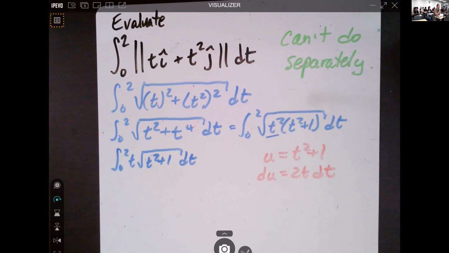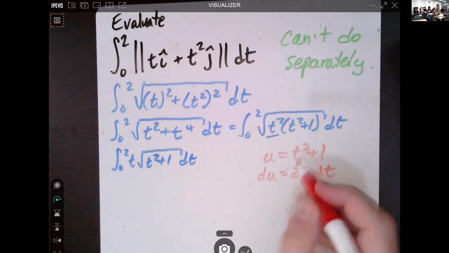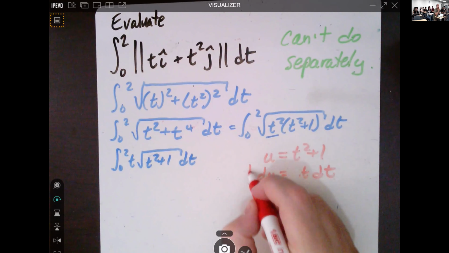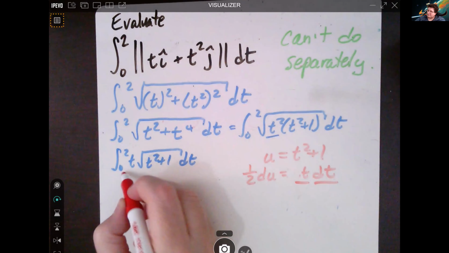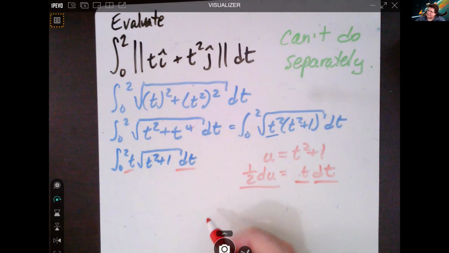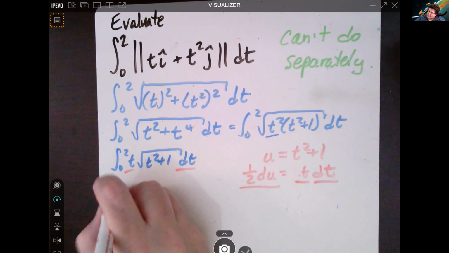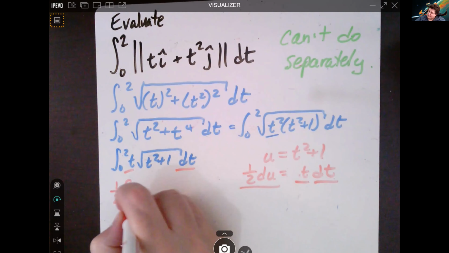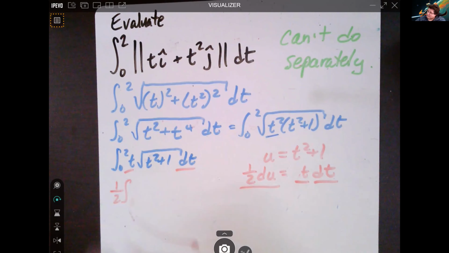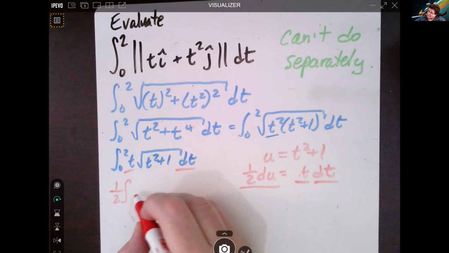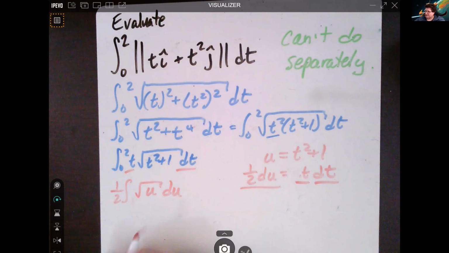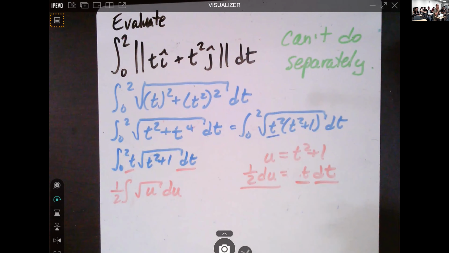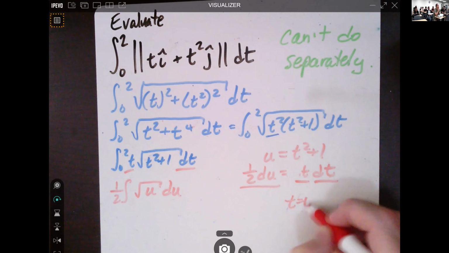Take the 2 on the other side. Then you can pull the... So we got the dt right here. I can swap it out for the 1/2 du. I'll put the 1/2 on the outside. And now I've got square root of u du. What are my limits of integration? u(0) is 1, u(2) is 5.